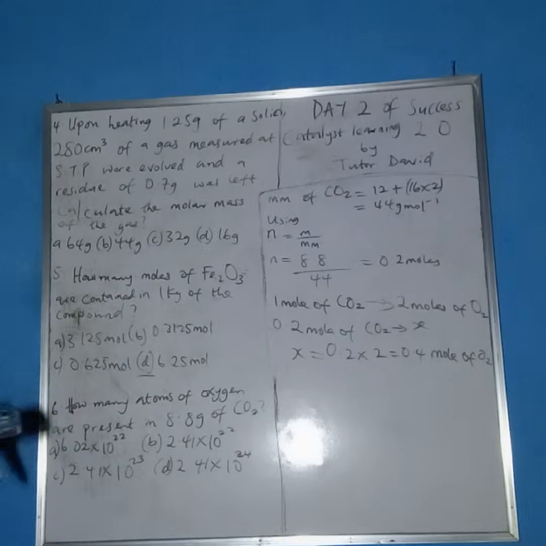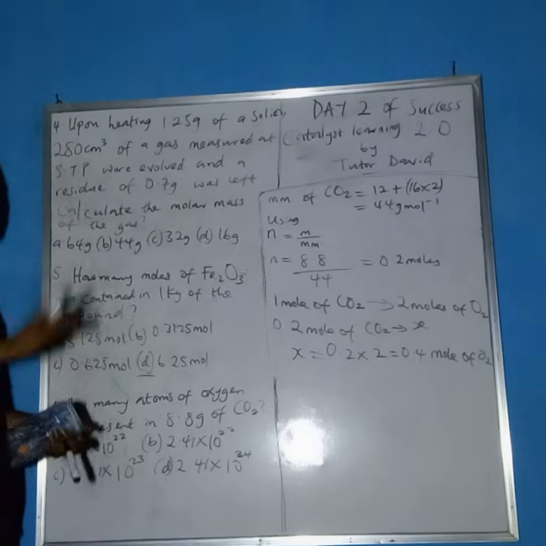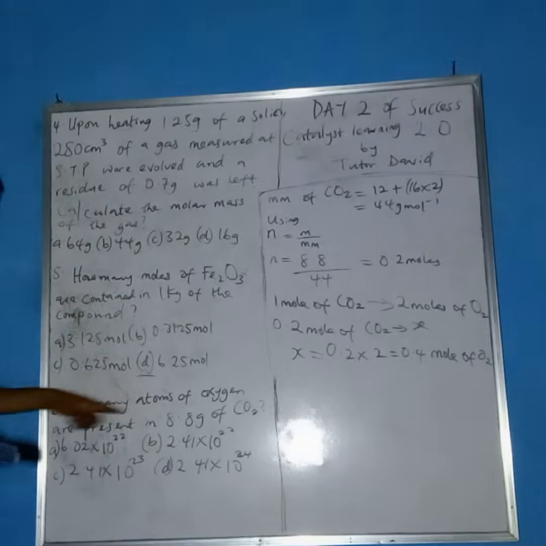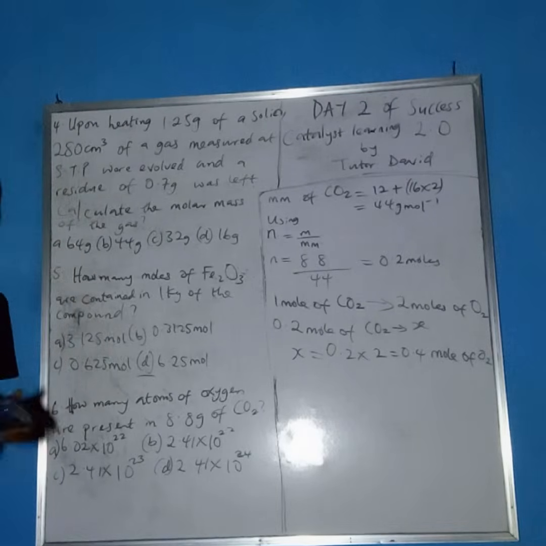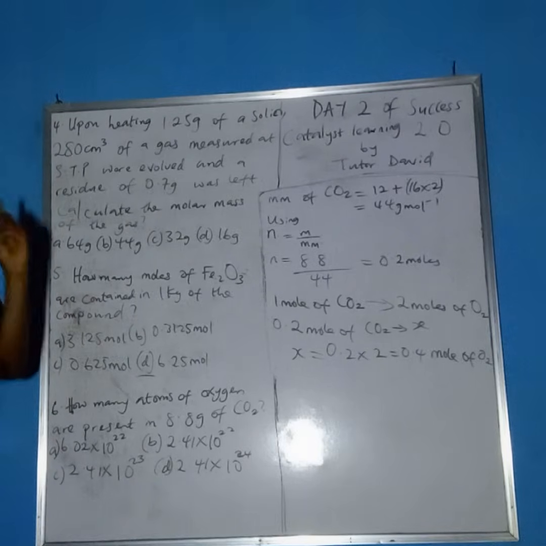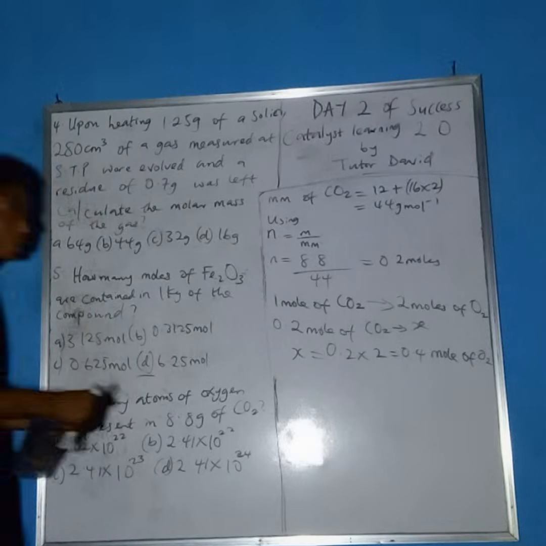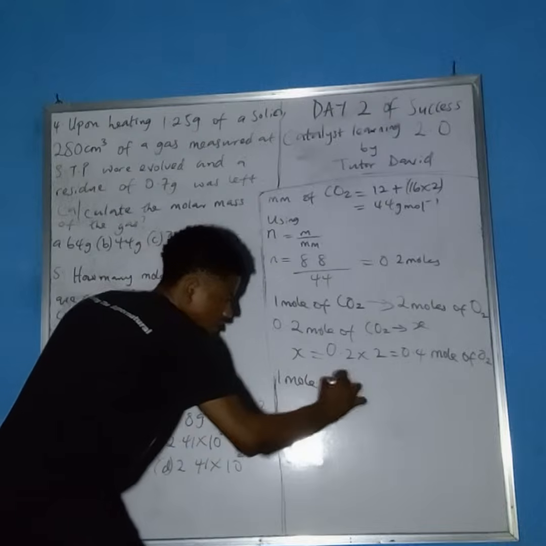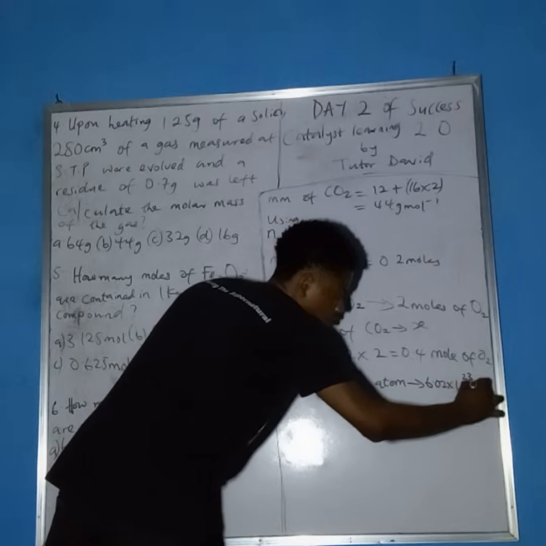Now take note. Since we now know that 0.4 mole of oxygen can be produced from 0.2 moles of carbon dioxide, remember why I am doing all this? Because the goal was to get the moles of oxygen, because they asked how many atoms of oxygen are present. And according to Avogadro's constant, 1 mole of oxygen atom can give us 6.02 times 10 to the power 23 atoms of oxygen.